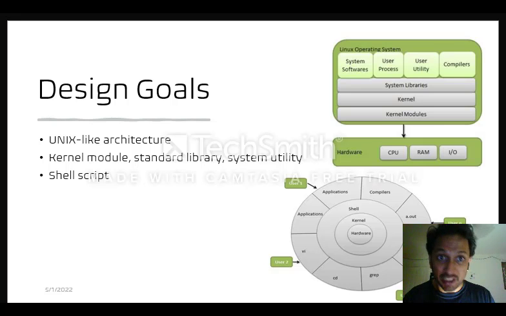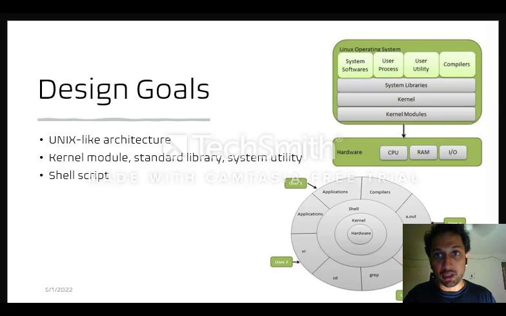So moving on to the design goals of Linux, as I stated previously, it is a Unix clone, so the architecture is also similar to Unix. And you can see that in some of the models here, the way the hardware interacts with the kernel and so on and so forth. Well, let me explain. There's the kernel module, the standard library, and the system utility.